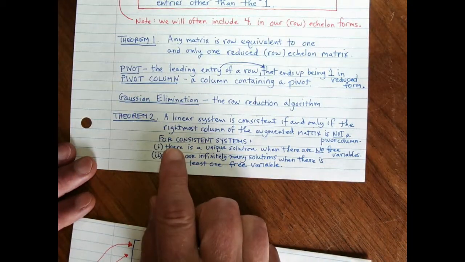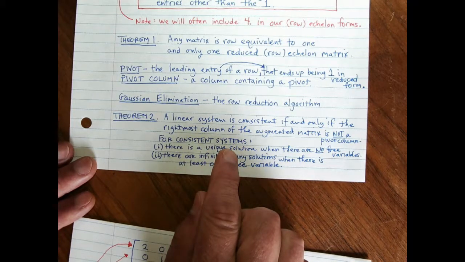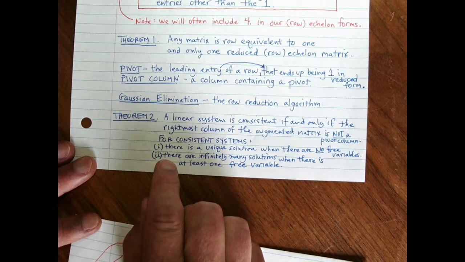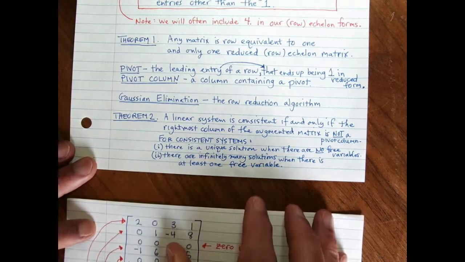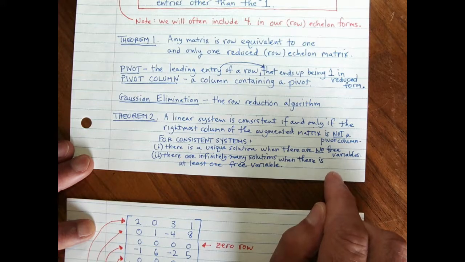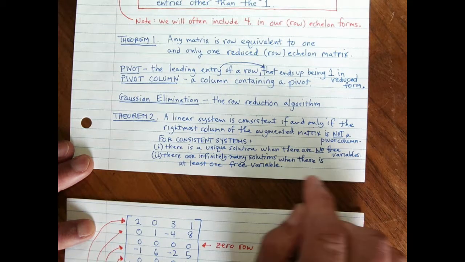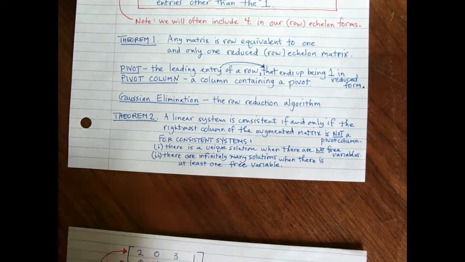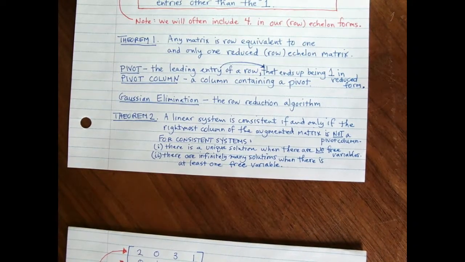And for the statement about consistent systems here at the very bottom of this sheet, little number 1 and number 2, I'm not going to talk about those here. We'll talk about them when we finish the section, because we need to introduce the idea of free variables, something that we'll do in class together.